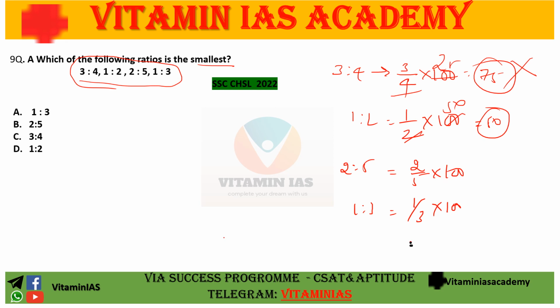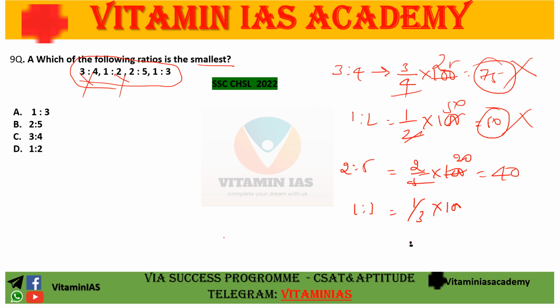So 75 will not be the answer, so the option with 3 is to 4 will not be valid. And 50 came. Now another ratio, 2 is to 5, nothing but 2 by 5 into 100. 5 20s are 100, so 2 by 5 gives 40. So 50 is also not the smallest one. So the second one also gets cancelled, and the remaining third and fourth are left.